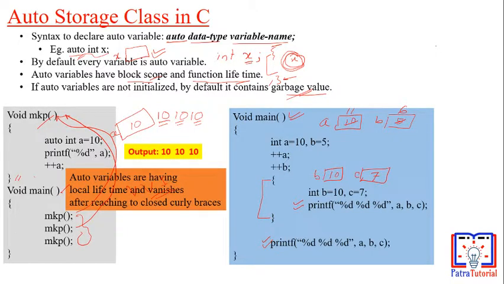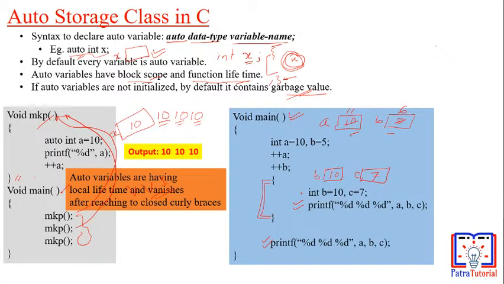Okay, so these are the two variables a and b inside the main function. And these are the two variables b and c inside this bracket. That means these two variables are accessible only in this block, not outside of this block.